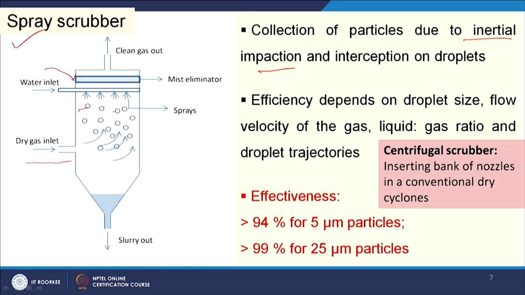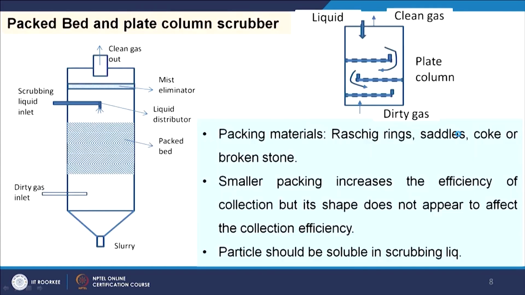This is the mechanism of separation of the particulates from the syngas in the presence of water droplets. So, it will settle, and in this case no packed bed is used, only a spray scrubber, and its efficiency is about 94% for 5 micrometer particles and greater than 99% for 25 micrometer particles. The efficiency of this system depends on droplet size, flow velocity of the gas, and liquid to gas ratio. These are the factors which influence the efficiency of the system.